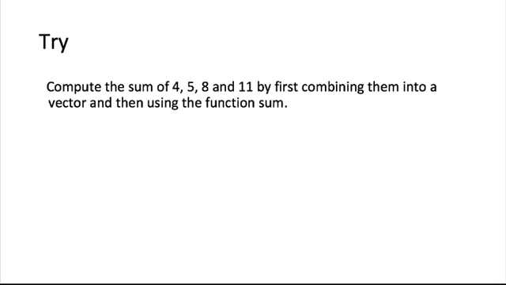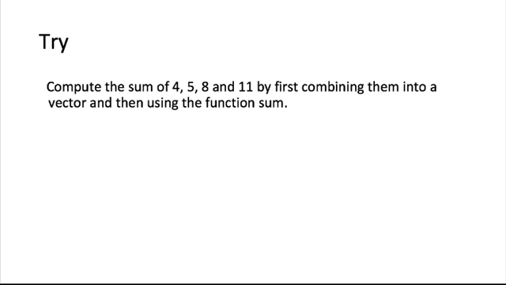So what I'd like you to do is to try the following: compute the sum of 4, 5, 8, and 11 by first combining them into a vector and then using the function sum. If you recall, originally when we created a vector, we specified a vector, then we assigned the values to it. So it might look something like A equals C, that's the concatenate, open parentheses, 4, 5, 8, 11, and then close it. And then after that, you can simply use the function sum.